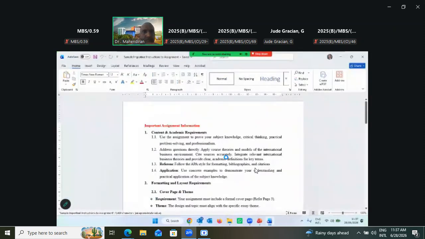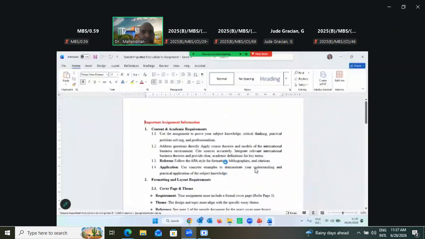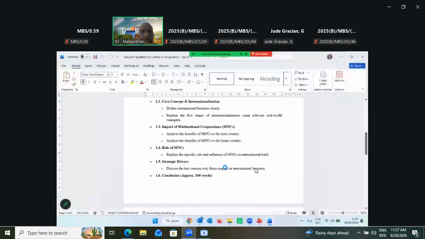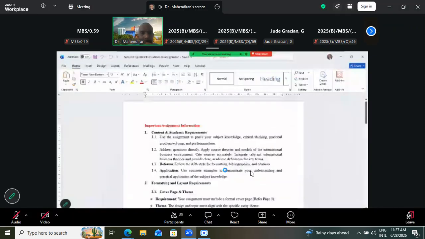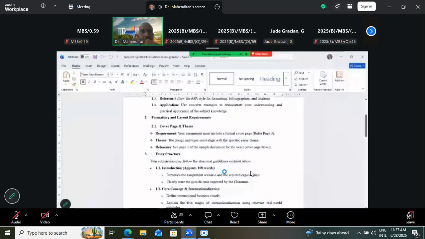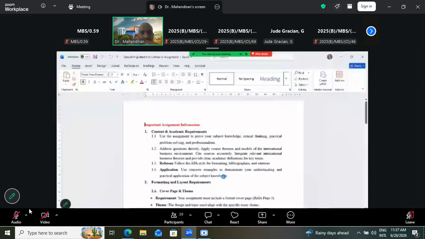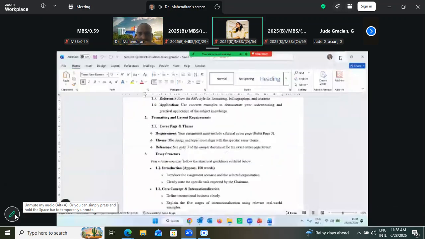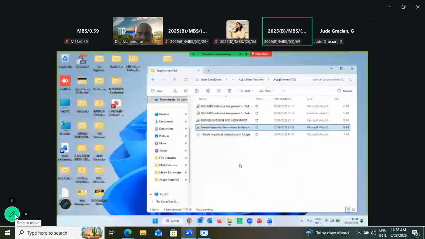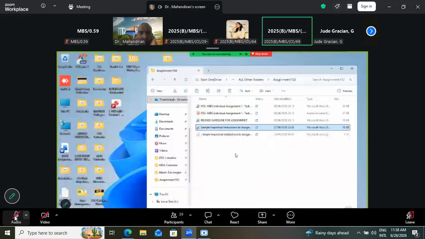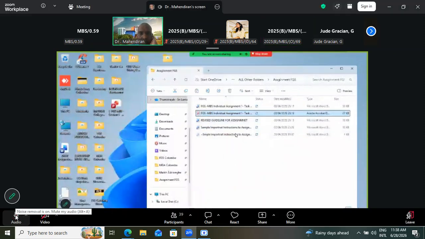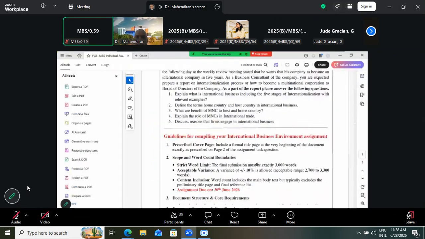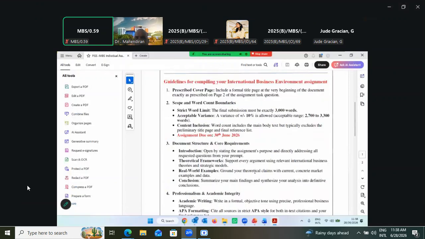So you have seen this assignment, the important assignment information? I have put marks and all, am I right? Do you have this in your document or not? That's different from what we see in the LMS. Yeah, sir, it's different. This is what we see. This is the one I have, that I was using for designing my document.